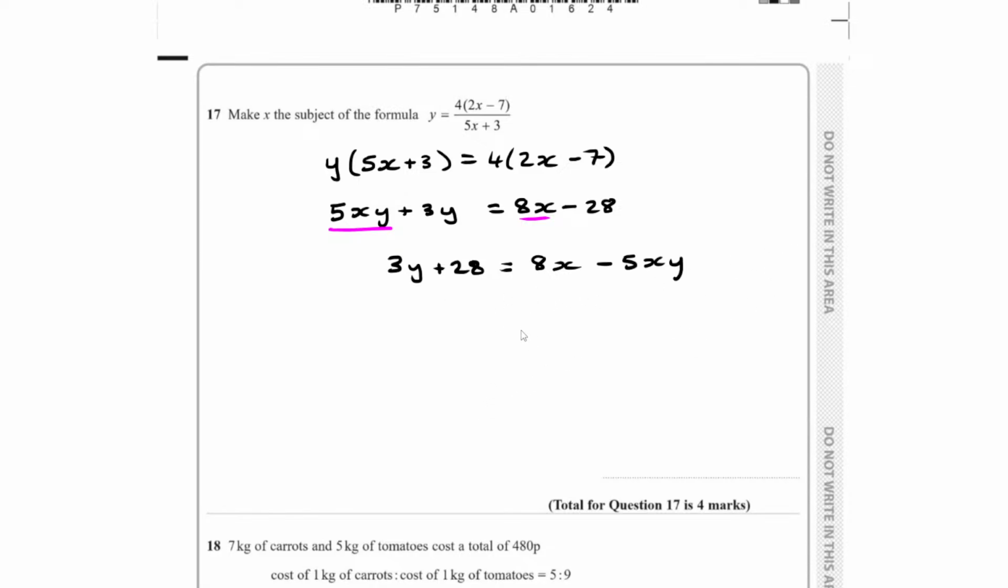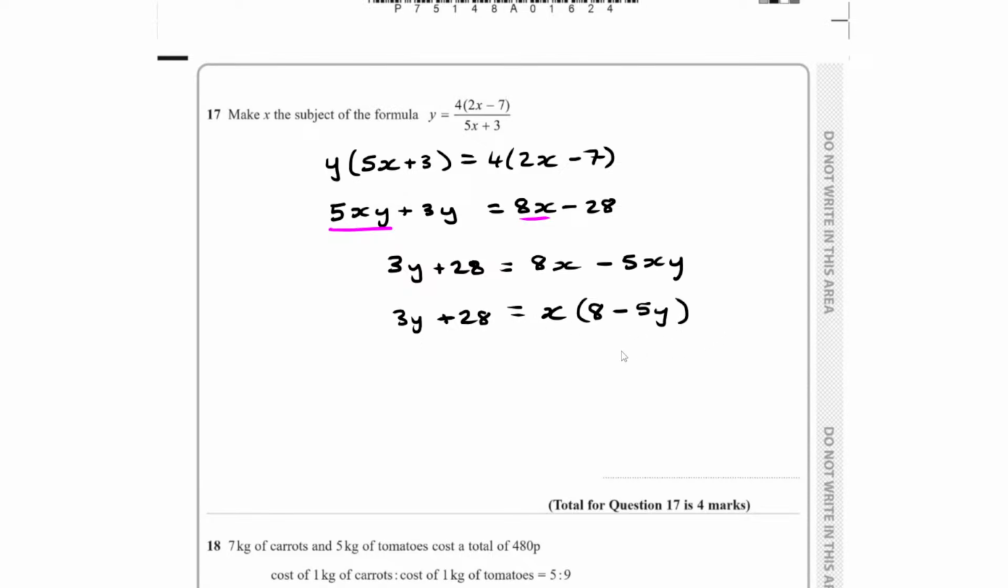Now, this is the key thing. Do you see how we've got the x terms together? But we can't actually subtract them because one's an x term, one's an xy term. They're not like terms. So the way that we combine the x's is by factorizing. This is a bit you need to remember for this topic. Just pull out the x. And then obviously the other side is still the same, 3y plus 28.